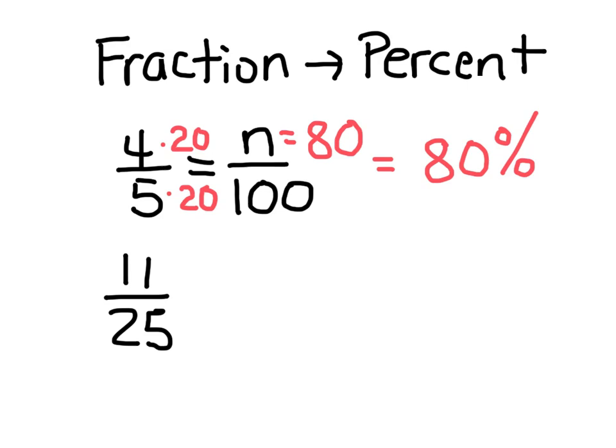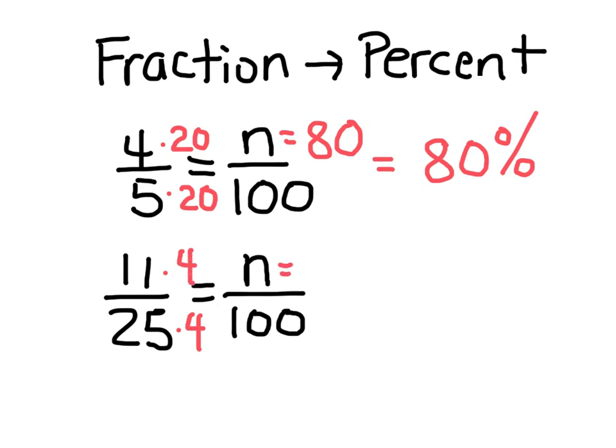All right, let's look at 11/25. Again, we can set up our proportion by setting 11 over 25 equal to n over 100. And again, 25 is a number that goes evenly into 100. It goes 4 times. So if I multiply numerator and denominator by 4, I'll make an equivalent fraction of 44 over 100. So this would equal 44%.